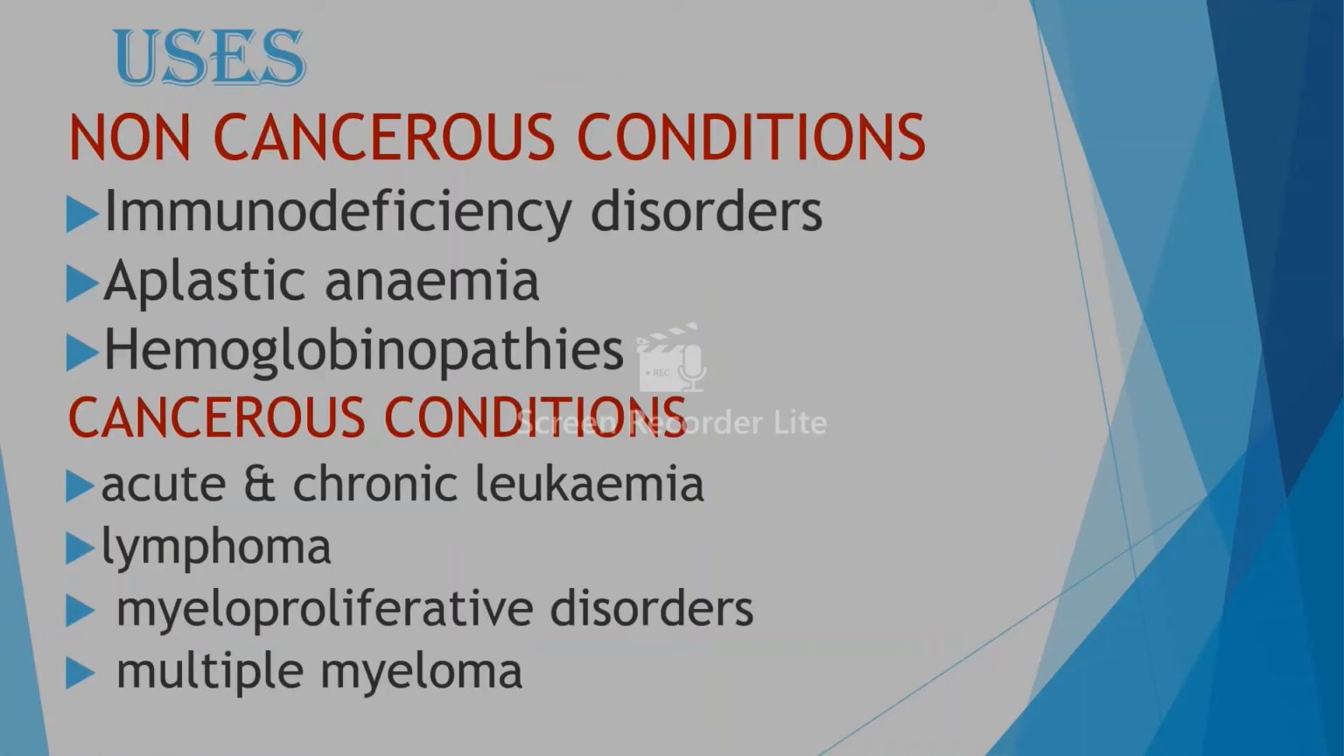Uses of bone marrow transplantation could be divided into non-cancerous conditions and cancerous conditions. The non-cancerous conditions include aplastic anemia, hemoglobinopathies like thalassemia and sickle cell anemia, and immunodeficiency disorders. The cancerous conditions include leukemias, either acute or chronic, lymphomas, myeloproliferative and myelodysplastic disorders, and multiple myeloma.